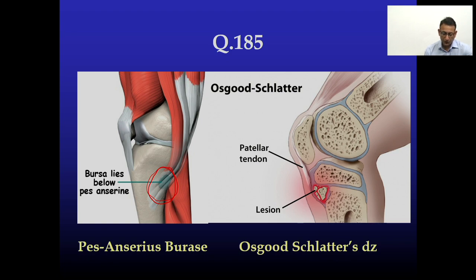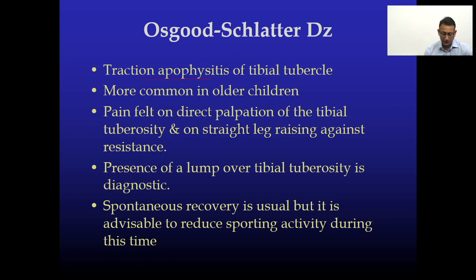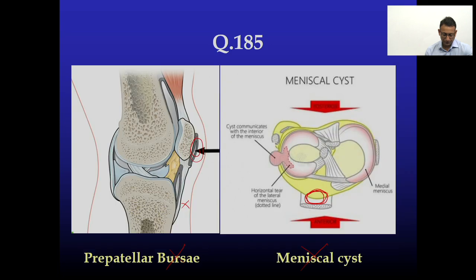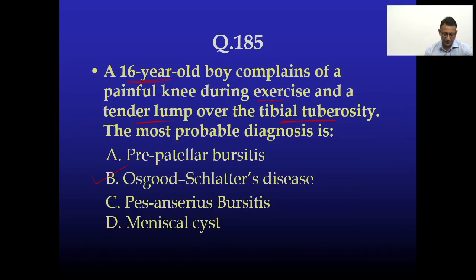So the only thing which gives us a swelling over the tibial tuberosity is Osgood-Schlatter's disease, which is traction apophysitis of the tibial tubercle. It is more common in older children, and in our case the patient is 16 years old. Pain is felt on direct palpation of the tibial tuberosity, on straight leg raising against resistance, and during sports activities, and we can palpate a lump over the tibial tuberosity. This kind of pathology usually recovers spontaneously, but we should advise the patient to reduce sports activity. So the answer to this question is going to be Osgood-Schlatter's disease.